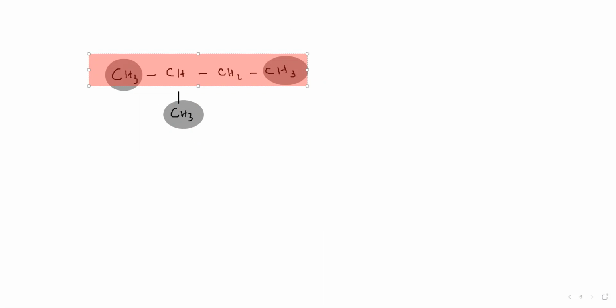I will draw the structure again, because I want to show that whichever way you select the longest chain, the final answer will not be different. You will get the same final answer. So I'm drawing the same structure again, but in the first structure I'm selecting the horizontal as my longest chain, and in the second structure I'm selecting from right to bottom as the longest chain.